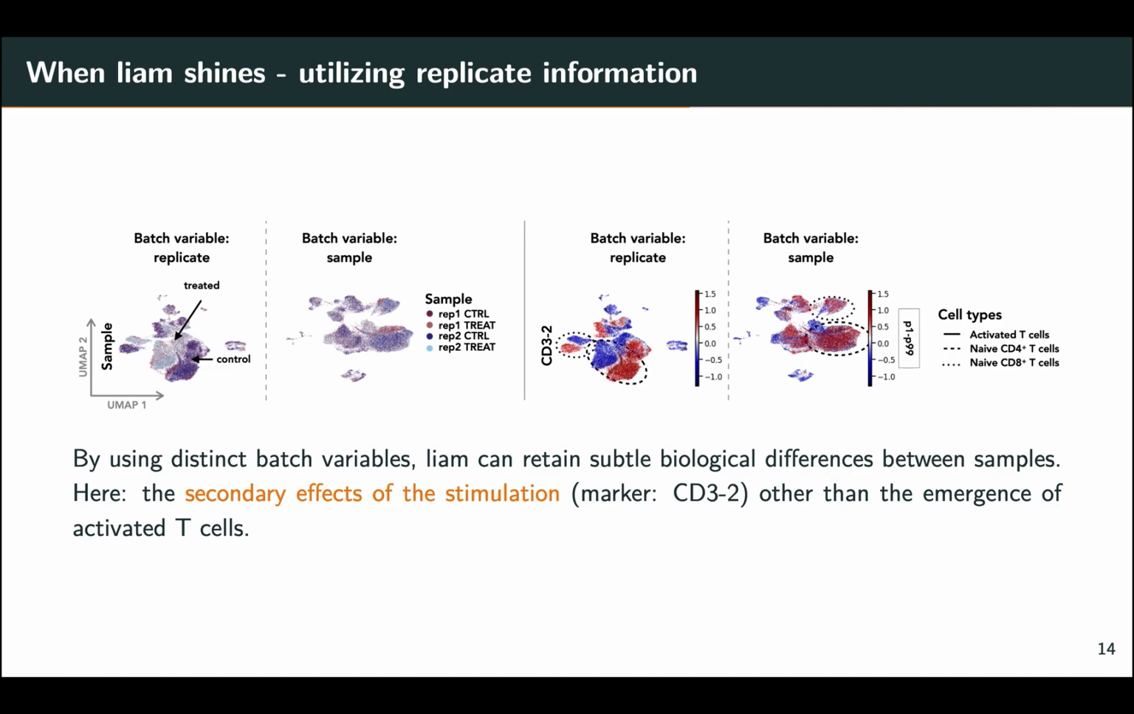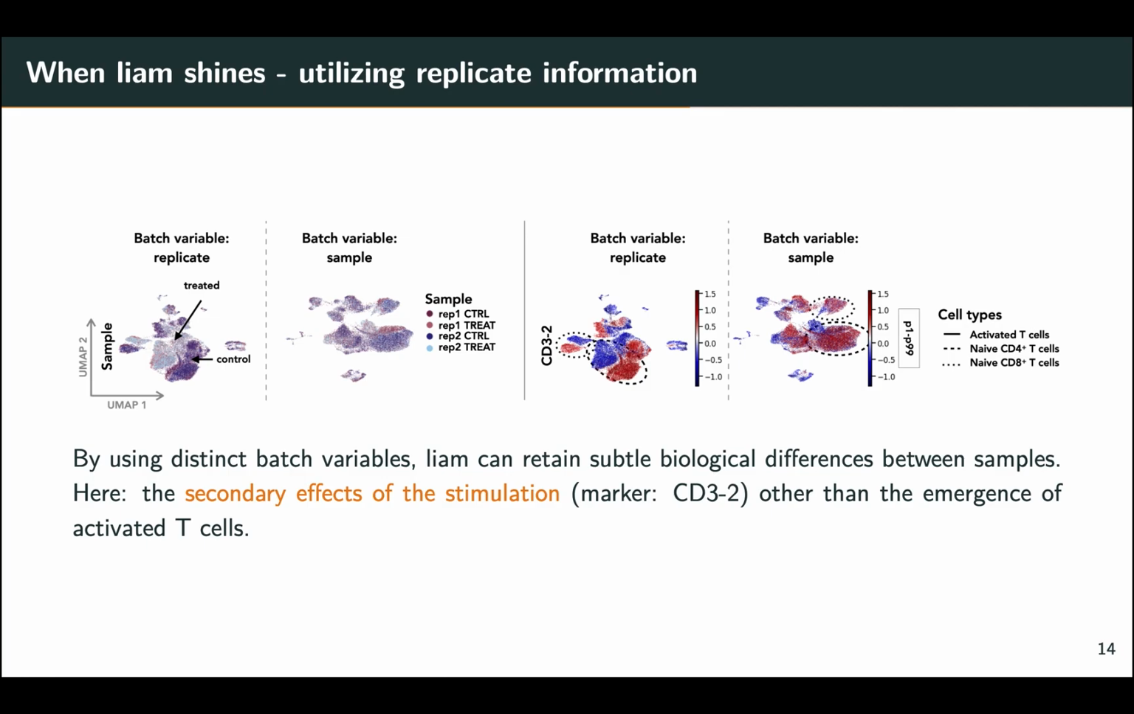However, there are also secondary effects of the stimulation on other cell types. I think it covers almost all the cell populations present in this sample. And this, you can see, is only reflected in CD32, for example, such a marker. And you see this very strong stratification into subpopulations, or different populations. The cells are picked up as different populations in the model where we use the replicate as the batch variable, whereas we see a total mixing of them when using the sample as the batch variable.